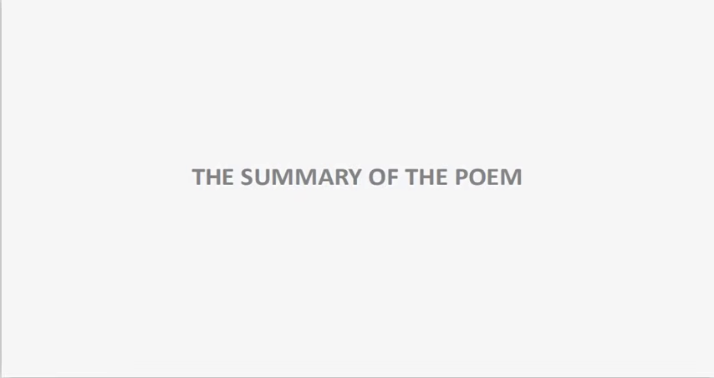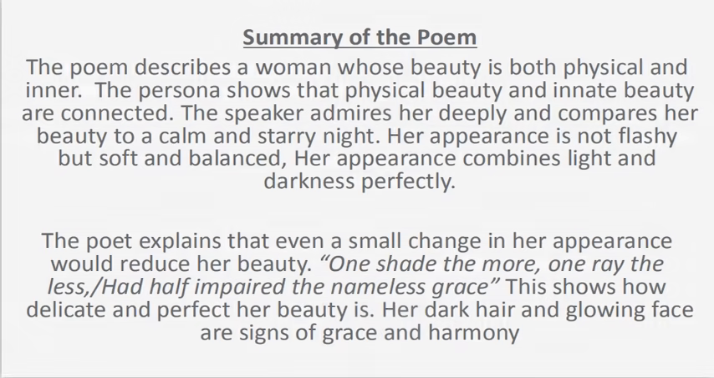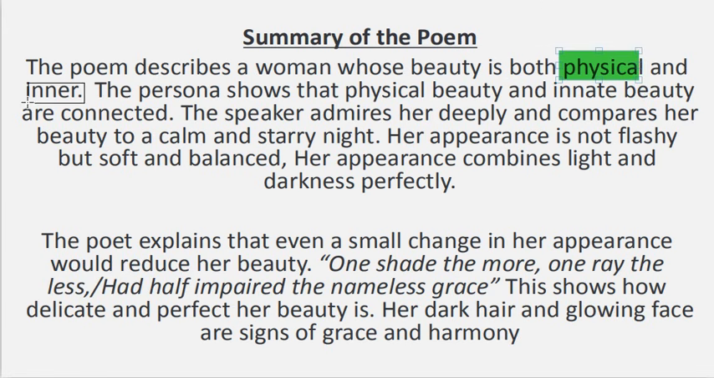Now to the summary of the poem. The poem describes a woman whose beauty is both physical and inner. The persona shows that physical beauty and innate beauty are connected. The speaker admires her deeply and compares her beauty to a calm and starry night. Her appearance is not flashy, but soft and balanced. Her appearance combines light and darkness perfectly.